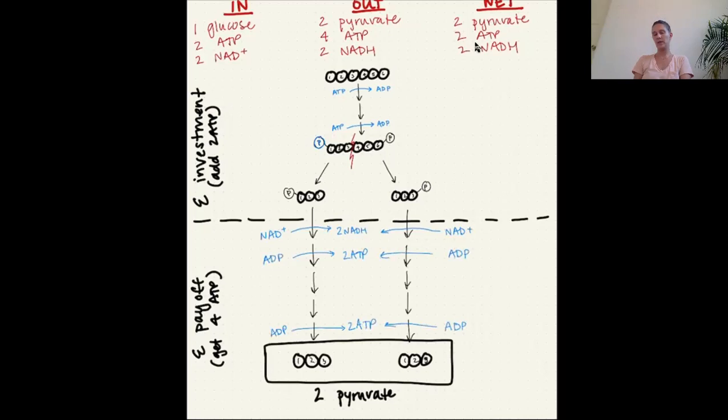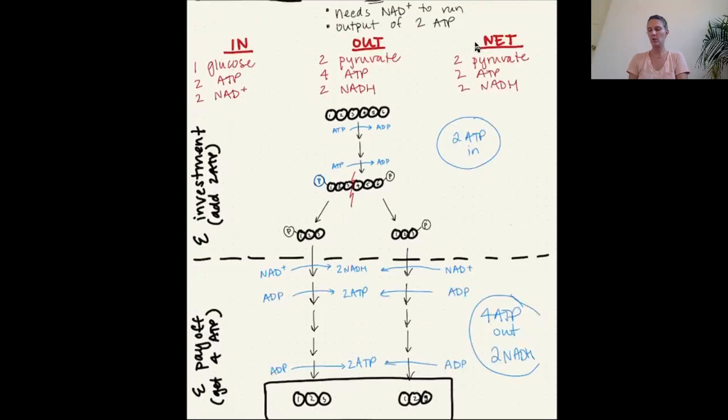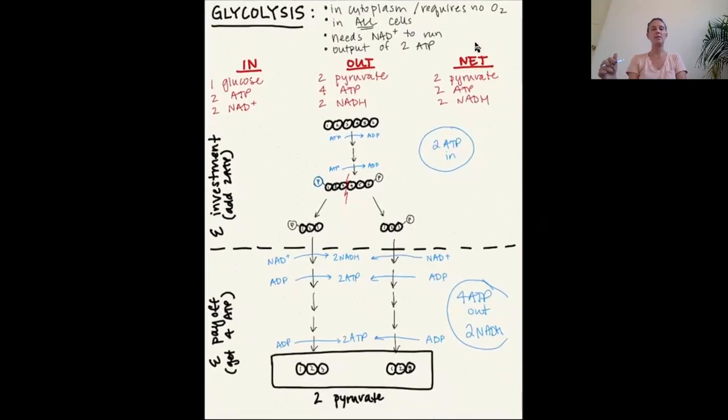So in this process of glycolysis, we had energy investment in the form of 2 ATP in at the top. In the energy payoff phase, we get 4 ATP out, and we get 2 NADH out, right? So you can go back to the net inputs and outputs and make sure that everything makes sense, right?